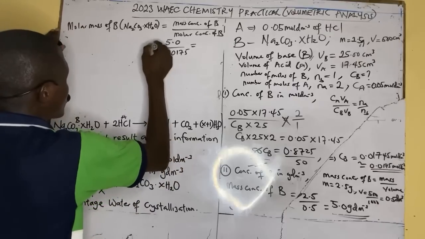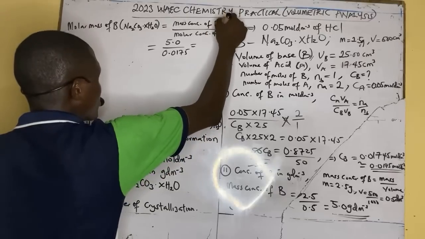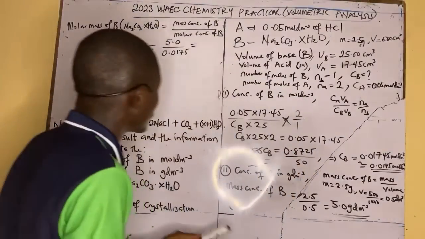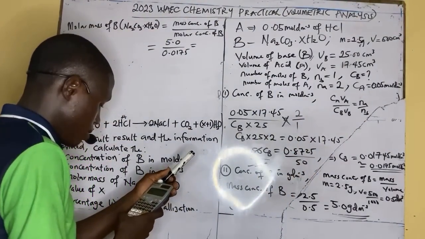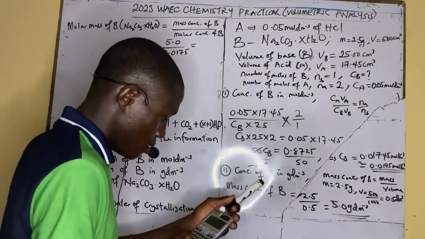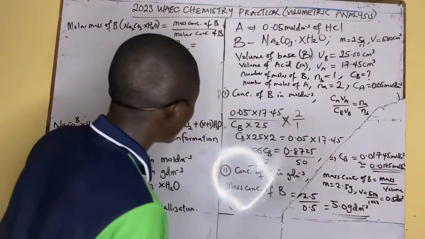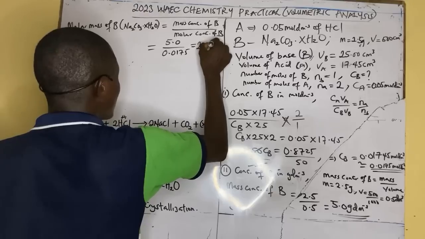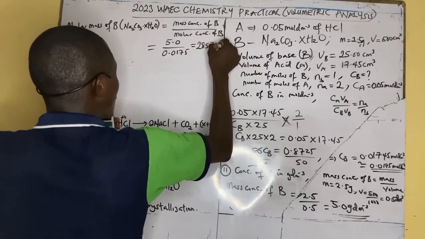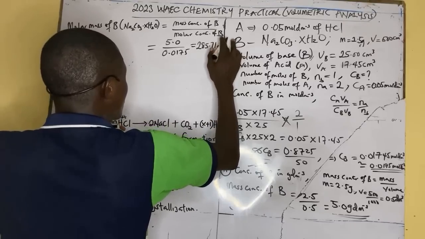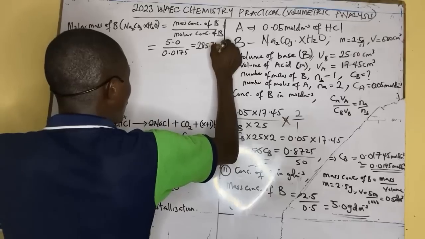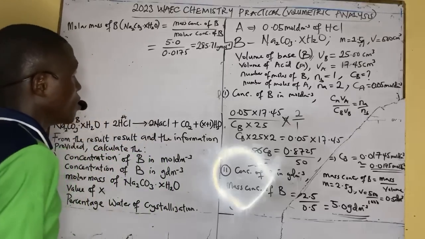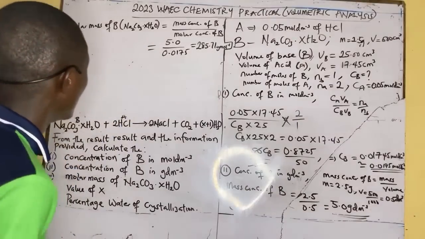So that we can get our molar mass, we can quickly press the calculator: 5.0 divided by 0.0175. This is 285.71 gram per mole. The unit is very, very important: gram per mole. So that's the unit of molar mass.